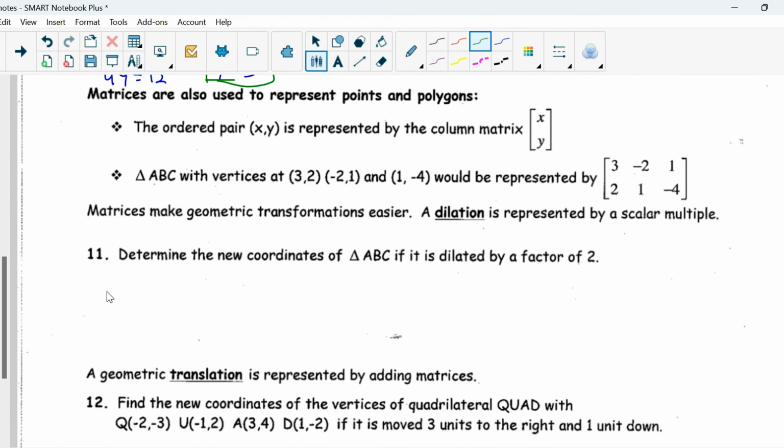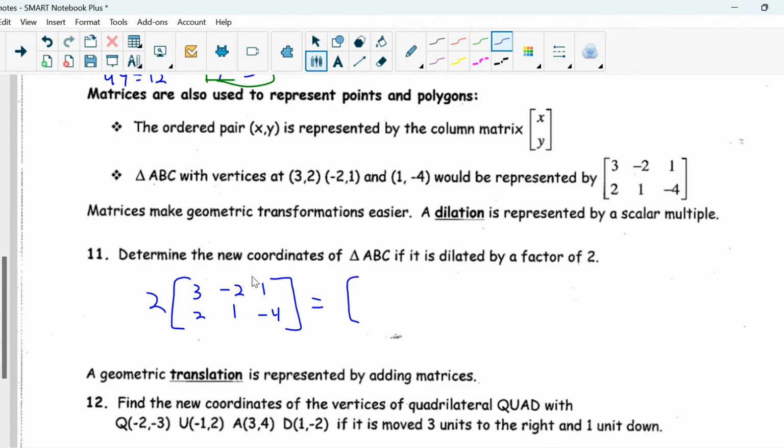Okay, so let's determine the new coordinates for ABC if it was dilated by a factor of 2, so it was double. We know ABC's vertices are represented by this matrix, so let's start there. We have 3, negative 2, 1, 2, 1, negative 4. If our dilation factor is 2, we need to use a scalar multiplication of 2. We can definitely figure this out. Just multiply 2 to each of our elements.